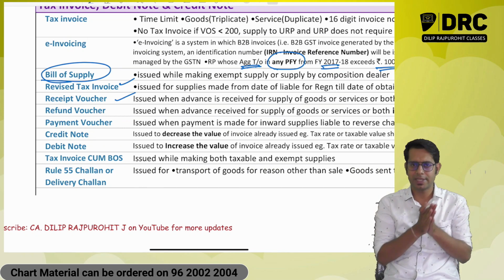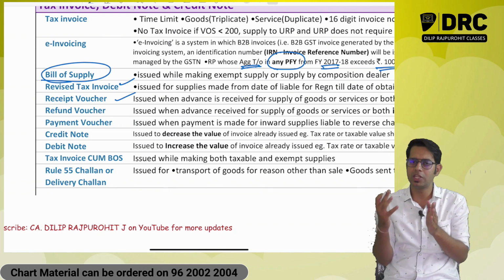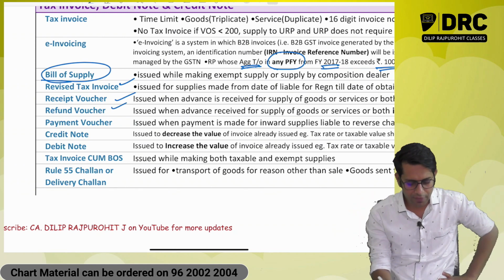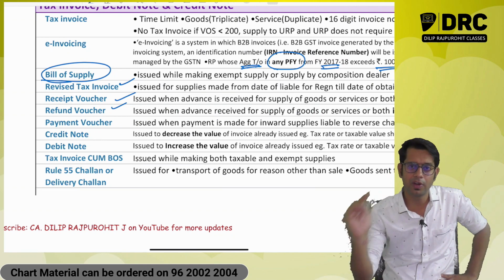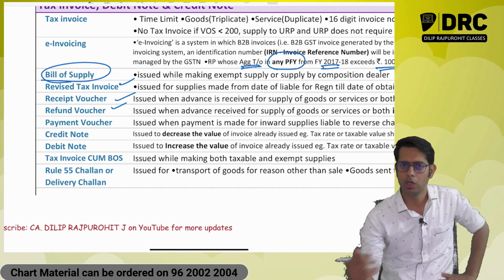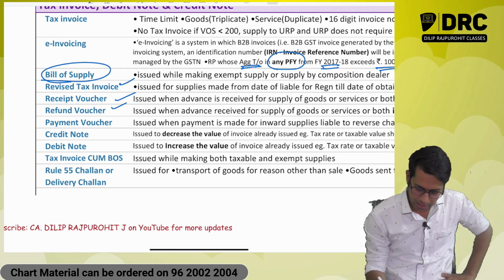What if I don't know the tax rate? 18%. What if I don't know the nature of supply? It is interstate supply. Refund voucher: you have received an advance and now you are refunding that advance. At the time of refund of that advance, you will give a document called a refund voucher.